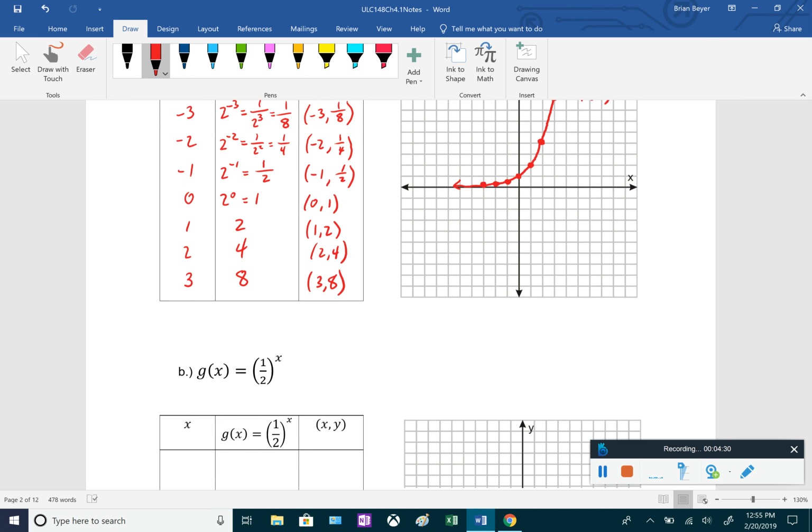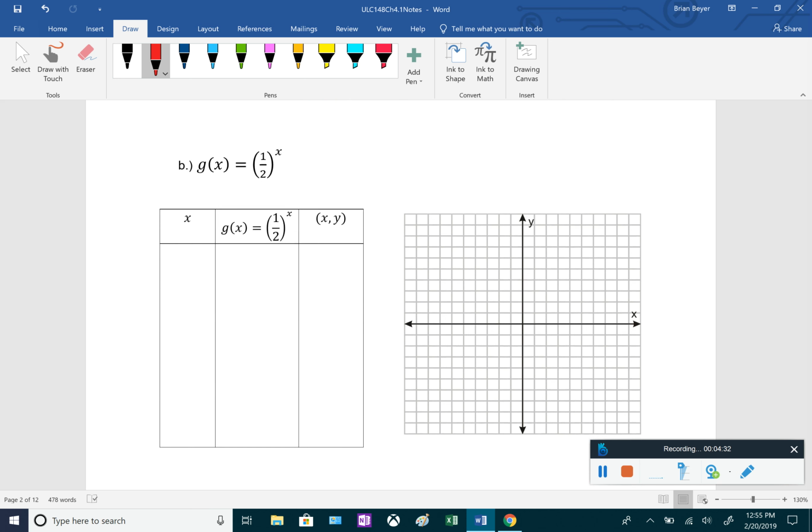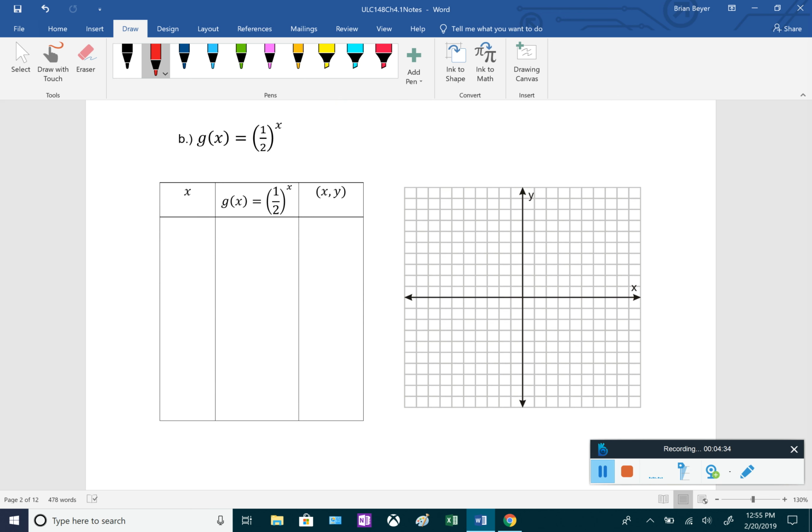Let's do another one. So we have g of x equals 1/2 to the x. Let's plug in those same values for x. I'm going to use the integers between negative 3 and 3. So let's plug these in. For the first one, we have 1/2 to the negative 3. So 1/2 to the negative 3 is going to be 2 to the positive 3, which is 8.